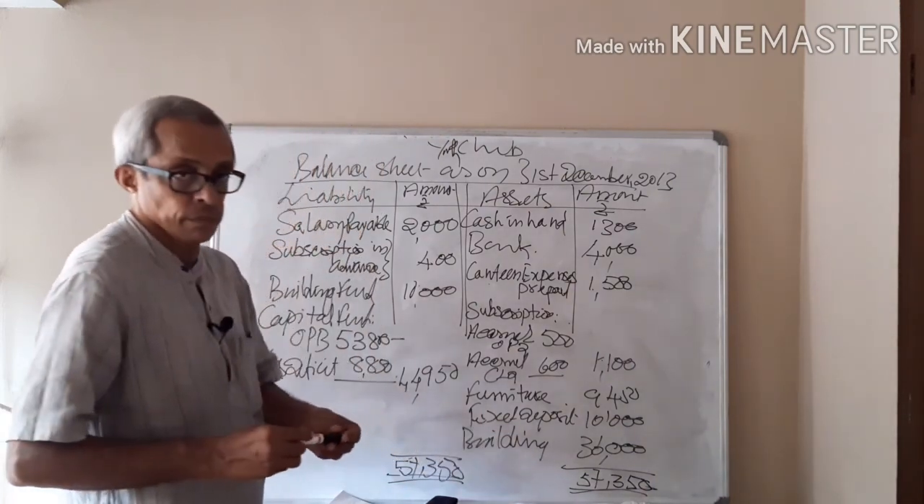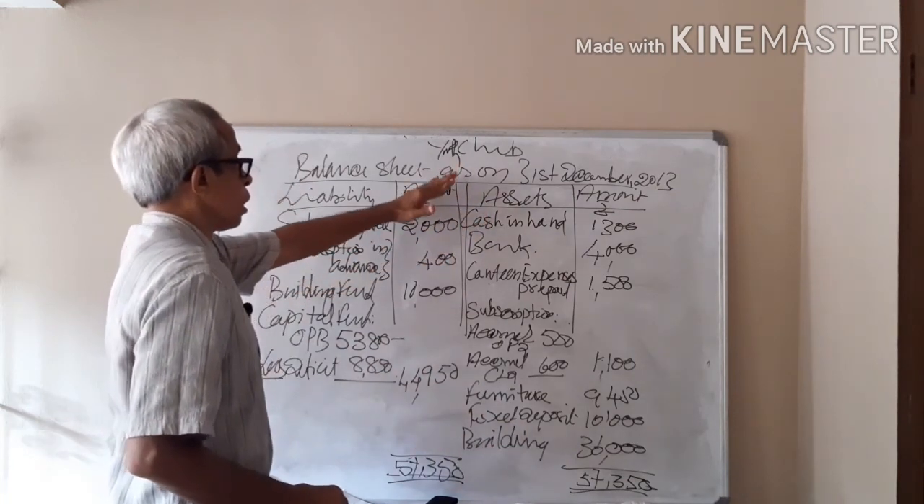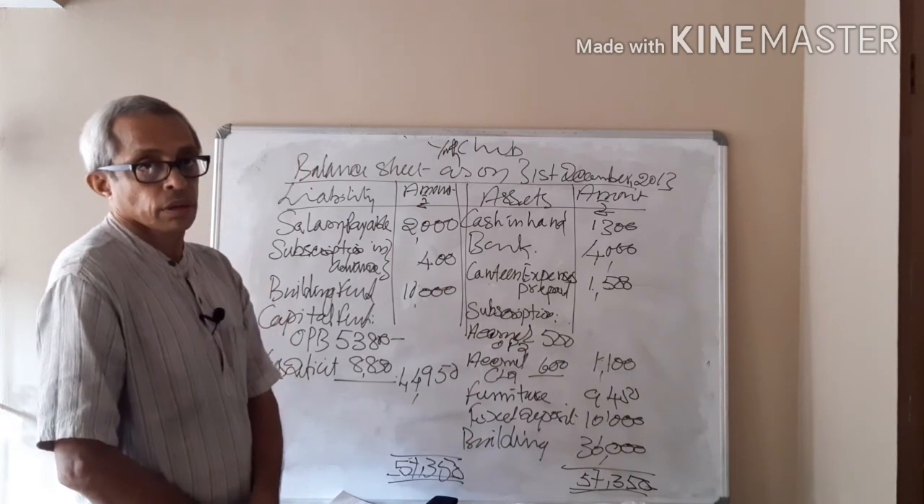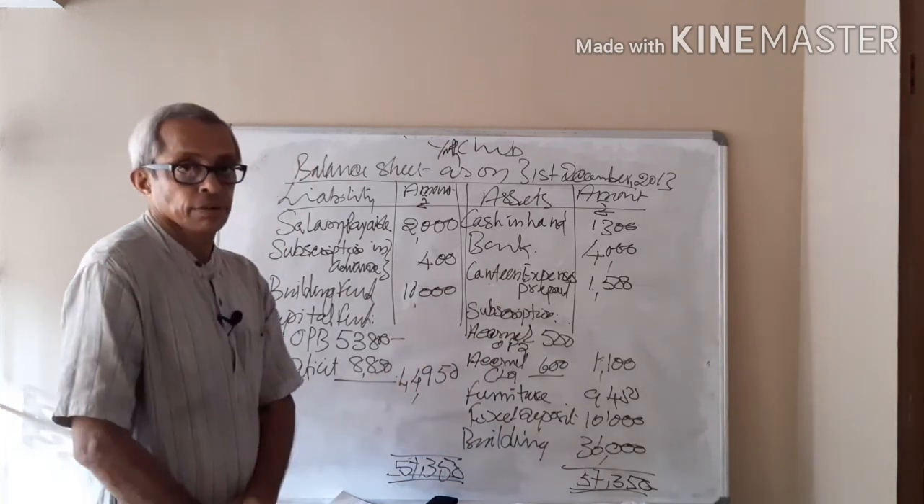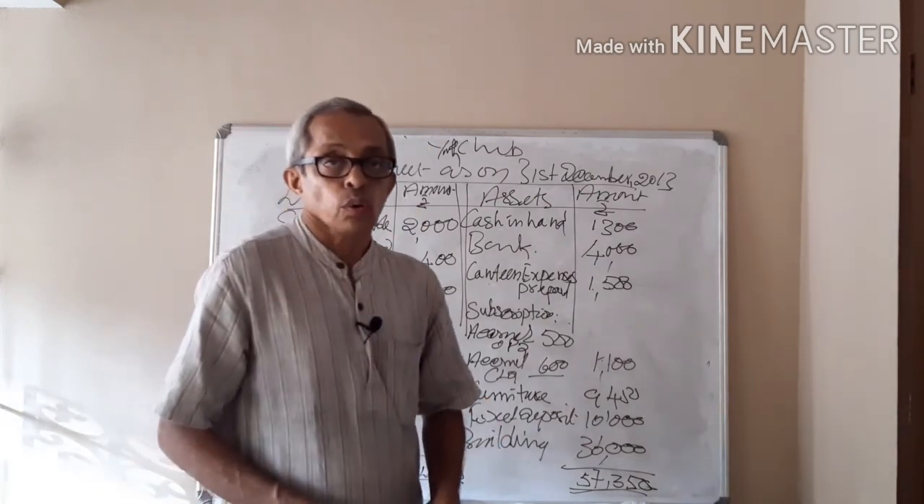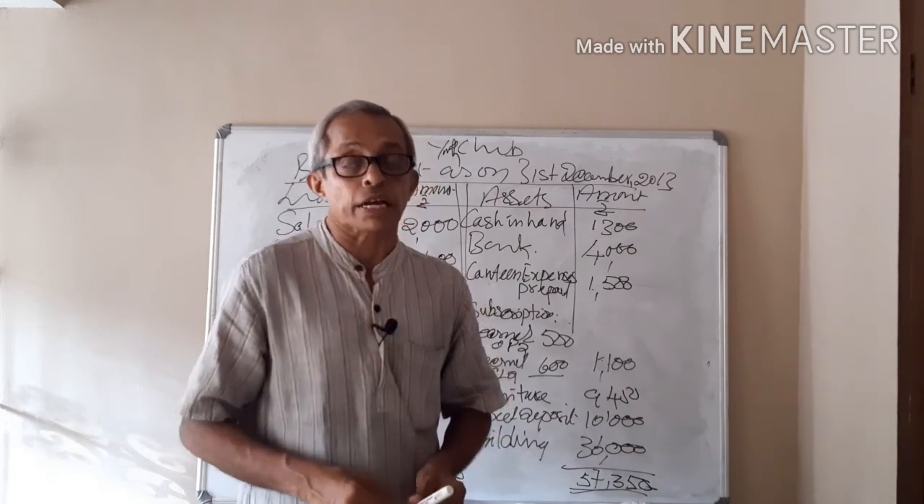57,350. So this is the total of the balance sheet, 57,500. So this is a little bit complicated figure, complicated problem.